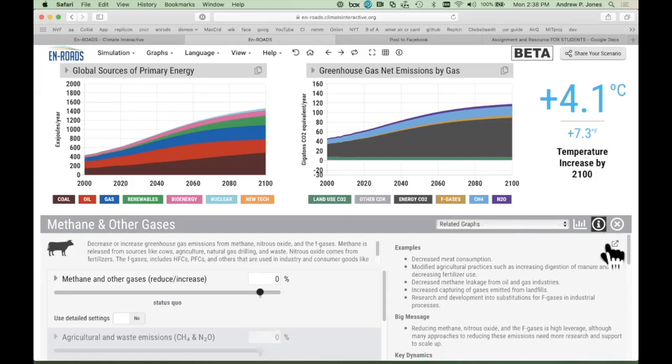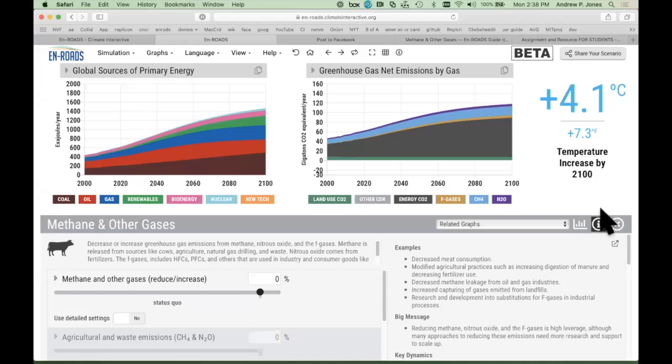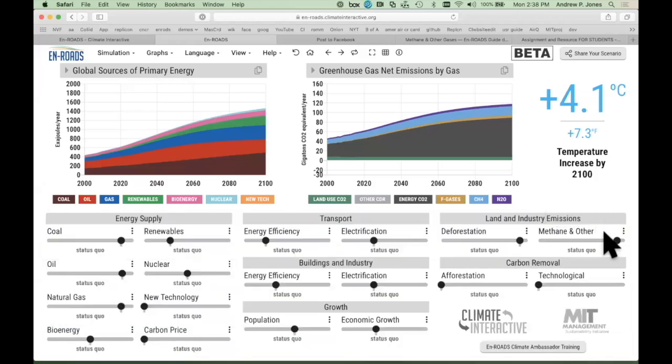If you hit this little button, it'll pop up the whole user guide that has all the assumptions. So go dig into that. You'll need it to understand what's actually behind what you're simulating. You'll also find related graphs in this corner that I'll show you in a minute. So methane and other, see how it shrinks that top area. My point though is how helpful this graph is. It's going to help you figure out why you still have the warming that you have.